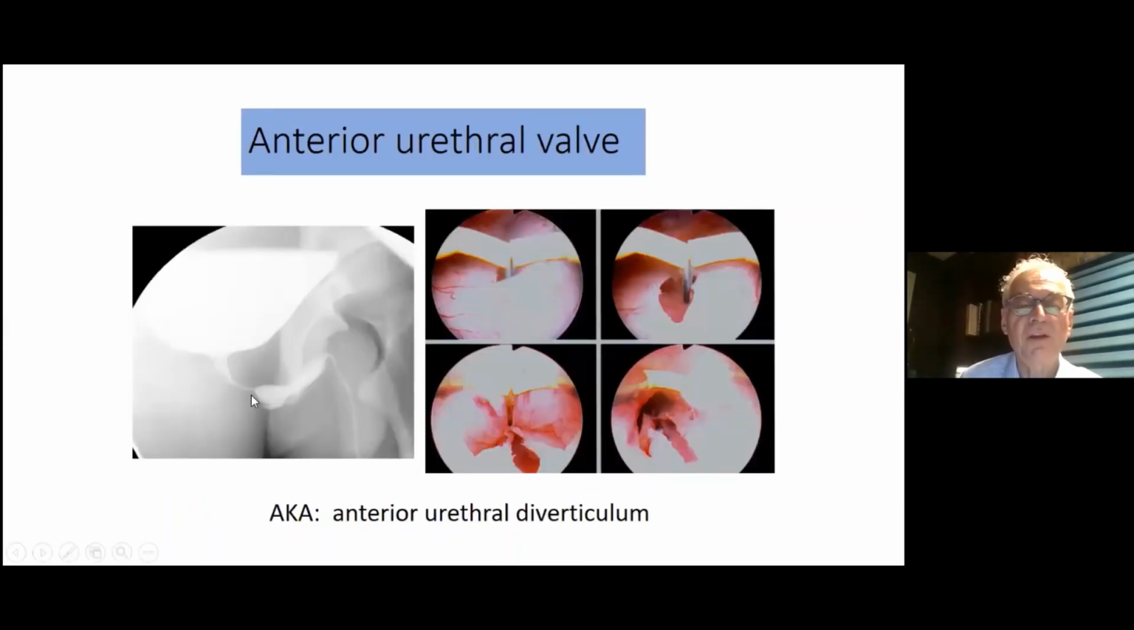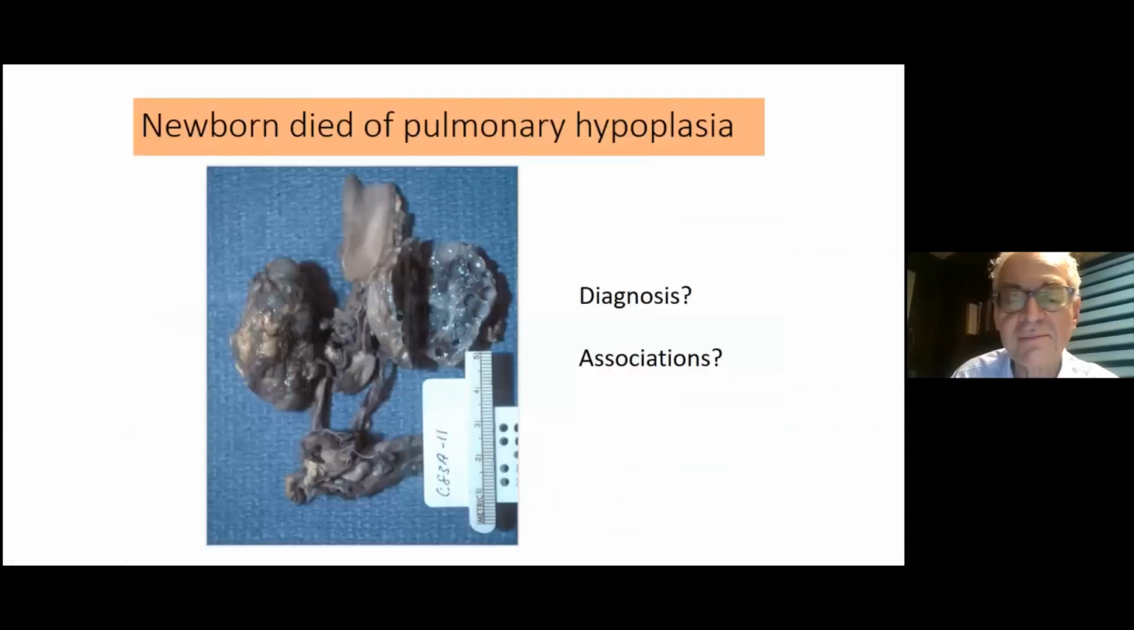This is how we took care of this kid. He was a big kid, like a 15-year-old. So we were able to get a cold knife in and open that diverticulum wide open, and that cured his post-void dribbling. So I was totally fooled and totally wrong on that one.